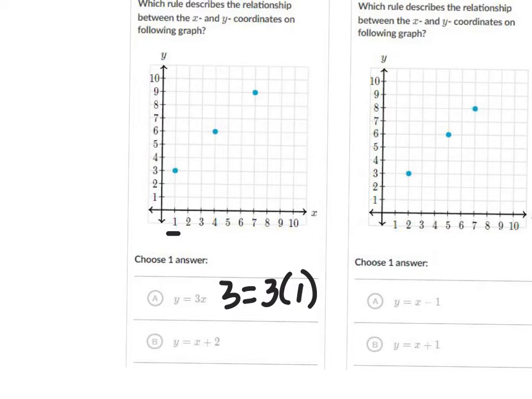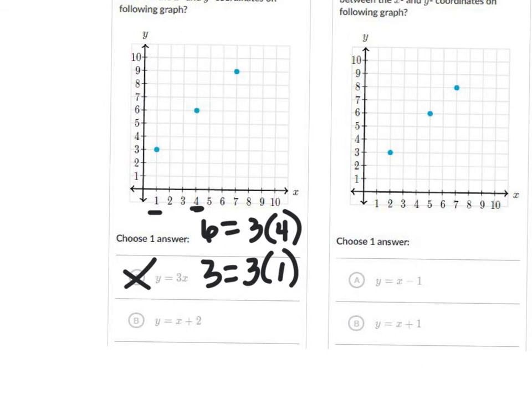Let's try the next point. So I have my y coordinate is a 6. I'm multiplying 3 by my x coordinate, which is a 4. Well, 6 is not equal to 3 times 4, so that's not going to work. All 3 points have to work, okay? So let's try the second option.